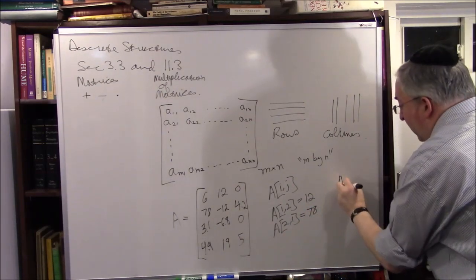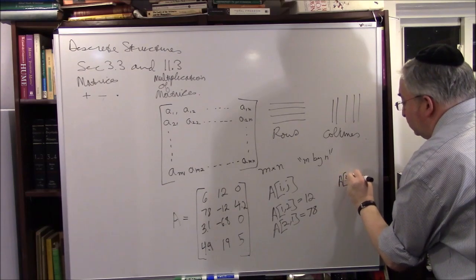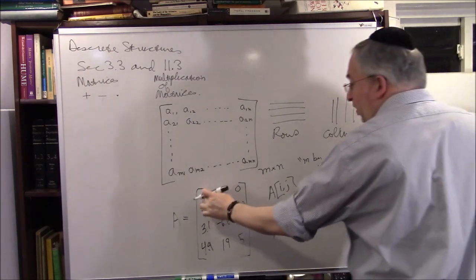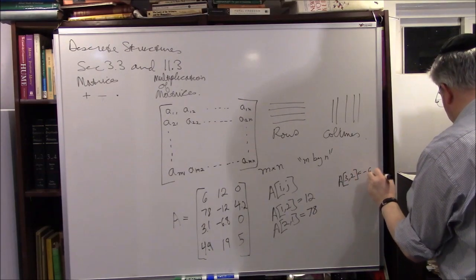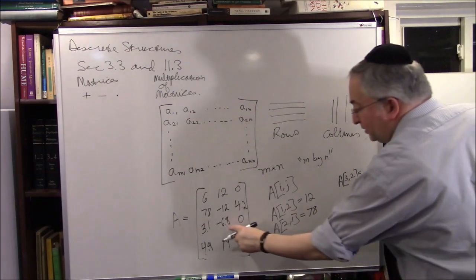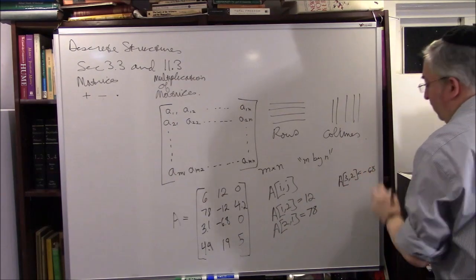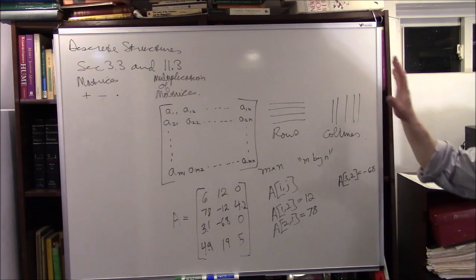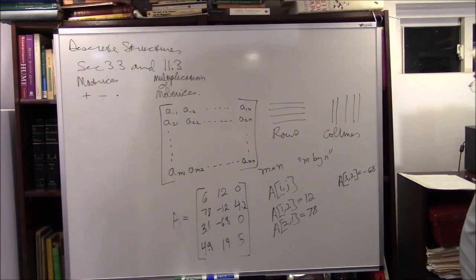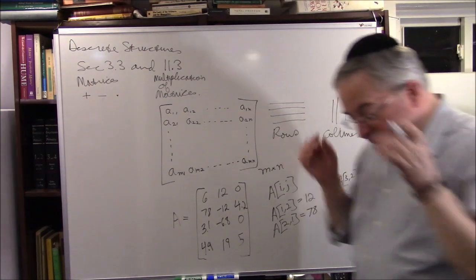Finally, A3,2, let's see what that is. Third row, second column is minus 6.8. So these are positive or negative real numbers. Great. So that's what a matrix is.